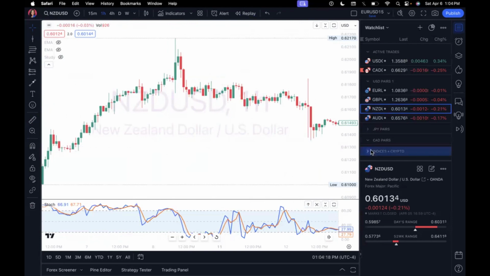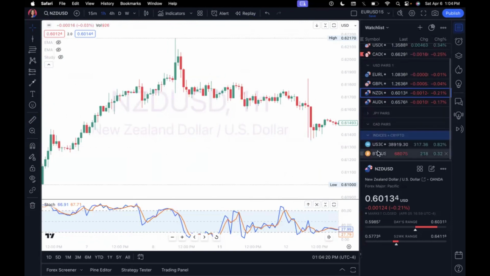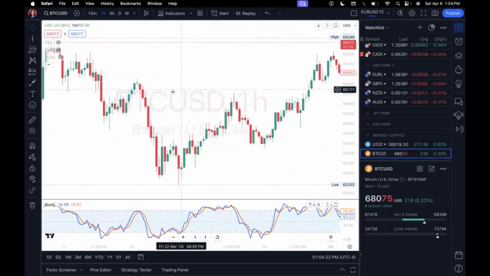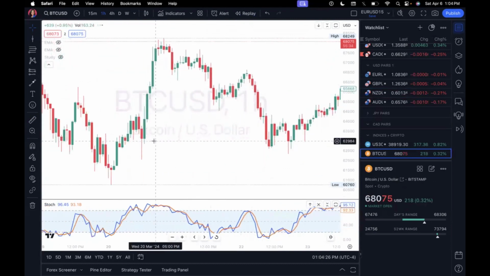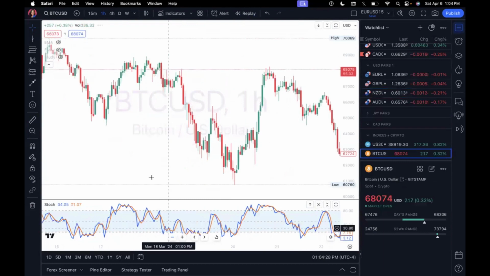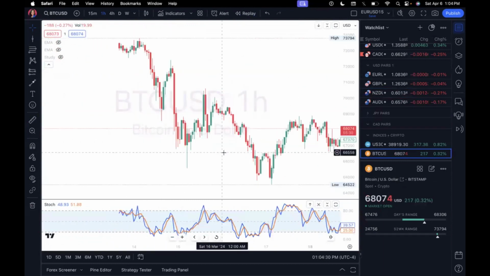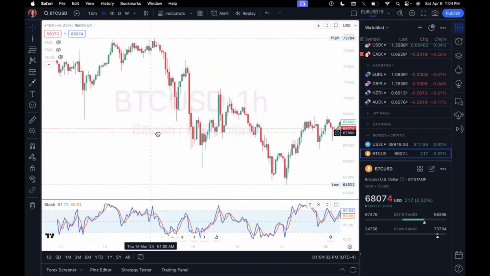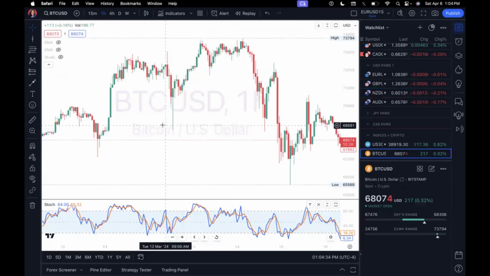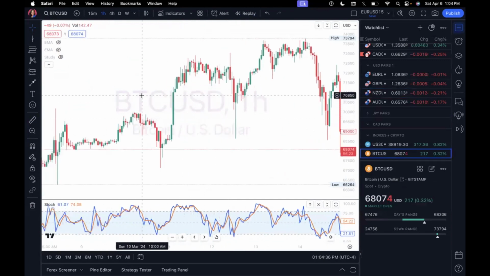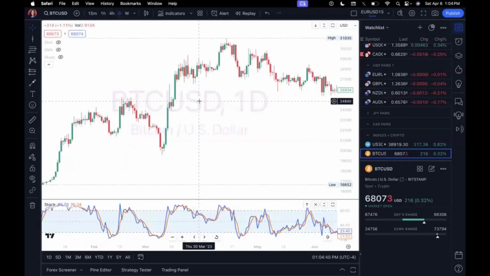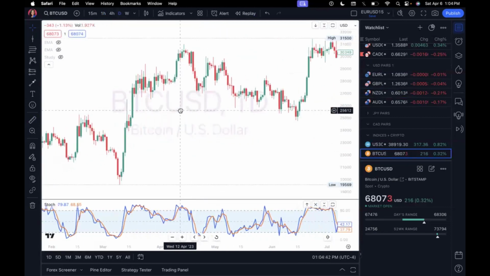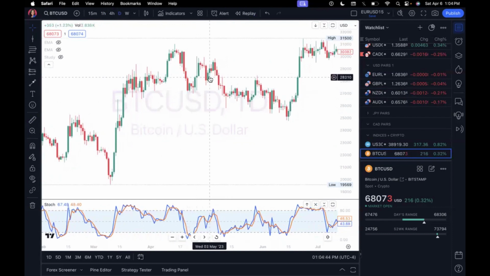Let's even take a look at something like Bitcoin and see if this is valid, right? Let's see if we can find a Gravestone Doji on Bitcoin. And again, you can apply this to other assets. You can apply it to cryptocurrency. We should probably put this on a daily. We can apply it to cryptocurrencies. We can apply this to indices. We can apply this to almost any chart that you can read.